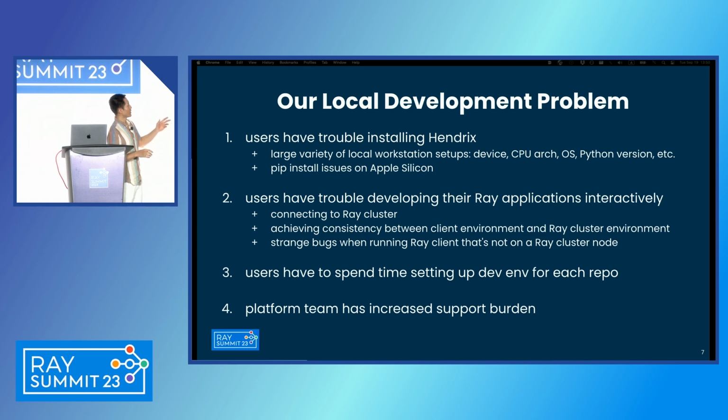So people will try to pip install Hendrix, and they have a variety of different workstations. CPU architectures can be different. Their operating system can be different from one to one. They have different Python versions that they're using. And bam, they're hit with a pip install failure, can't install grpcio. I'm just curious, how many of you have actually run into some kind of weird Apple Silicon issue? Yeah, I see a bunch of hands. How much of a productivity killer is that, right? You want to be doing ML, you want to be doing AI stuff.